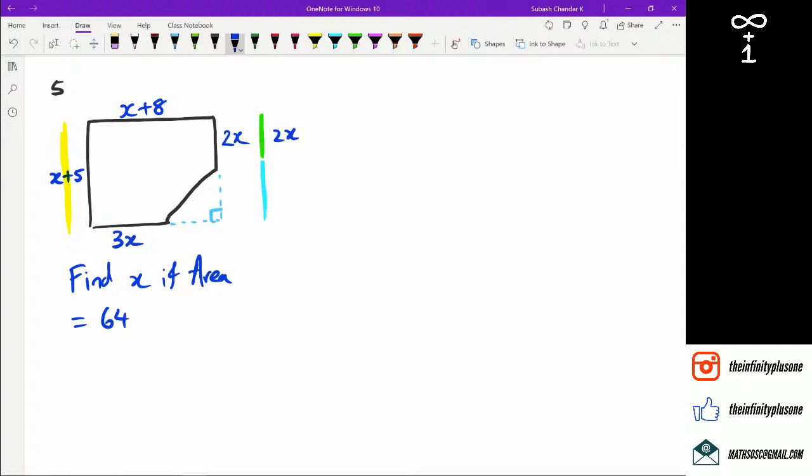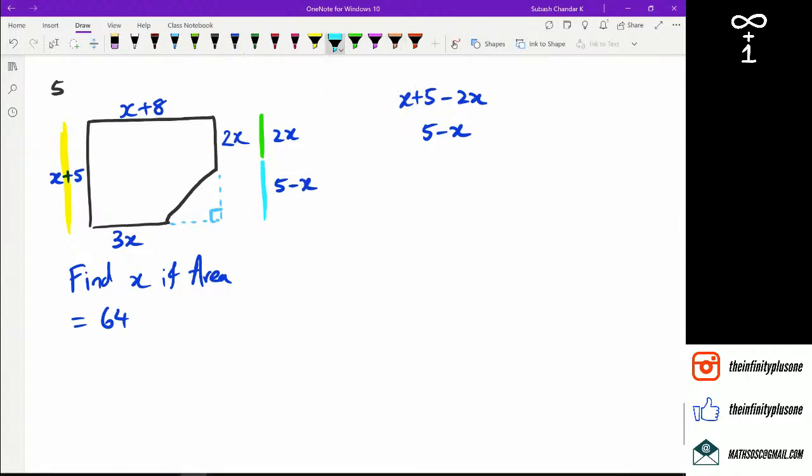All right. So what we've got to do is go x plus 5 minus 2x. As I said to you, this is going to be quite ugly, but that's just the way it is. So x minus 2x is negative x, or we can just write it as 5 minus x. So the height of the triangle is 5 minus x. That's the blue part right there. Hopefully that made sense.